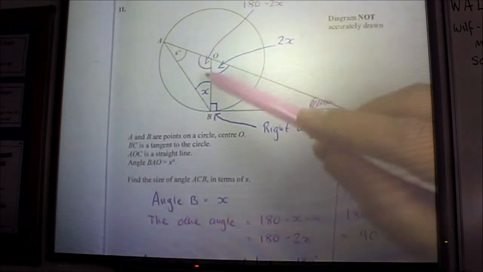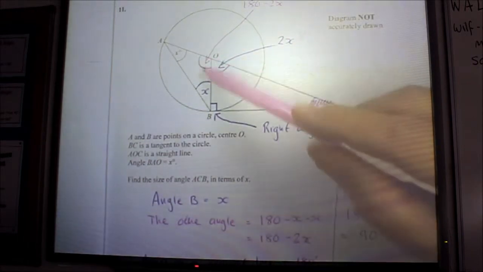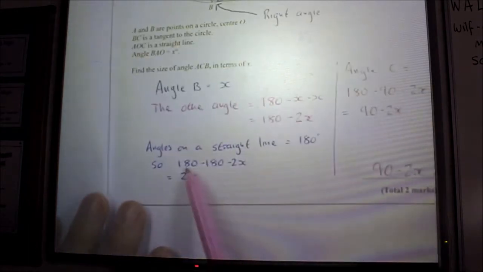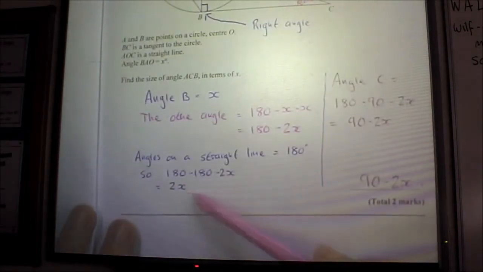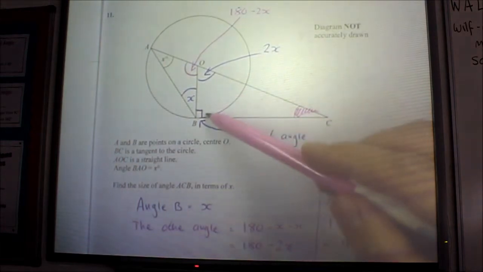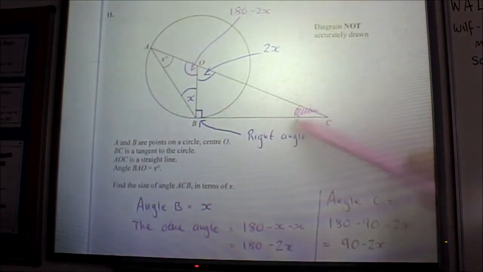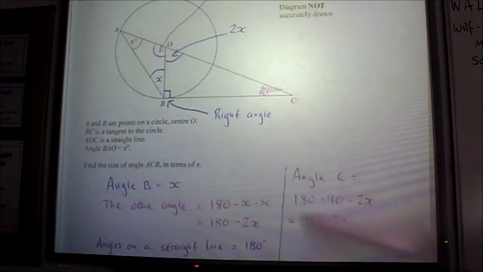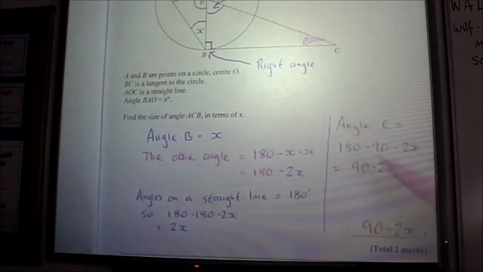If that's 180 take away 2x, there's 180 degrees on a straight line. So to find out that one, you do 180, take away this here, and that leaves you with just 2x. So you know that angle in there is 2x. You know that's a right angle, so you want to find that one. So it's 180, take away 90, take away 2x, which you can simplify to 90 take away 2x, and that is your final answer, to express that angle in terms of x.